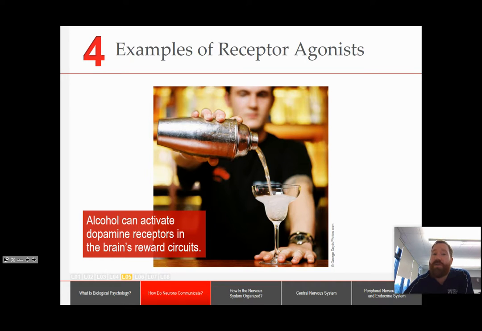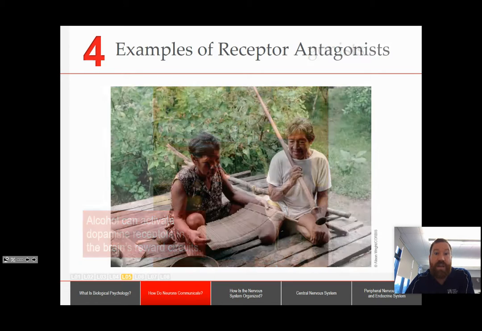It's not always excitatory. So I need you guys to understand that when we're talking about agonists, the key word is not does it make the next neuron more likely or less likely to fire. The key word is does it mimic or block a neurotransmitter, or what seems like a neurotransmitter. If it mimics the neurotransmitter, it's an agonist. If it blocks a neurotransmitter, it's an antagonist.